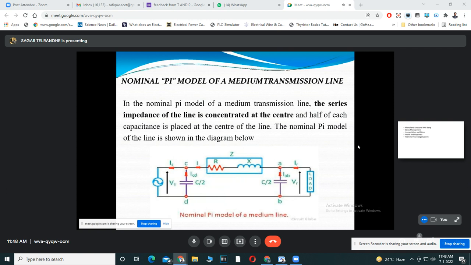Here, what we do is divide the whole capacitance of the transmission line into two equal halves, and then the resistance and inductance of the complete transmission line we assume to be present right at the center of these two capacitances, thus forming a pi structure.